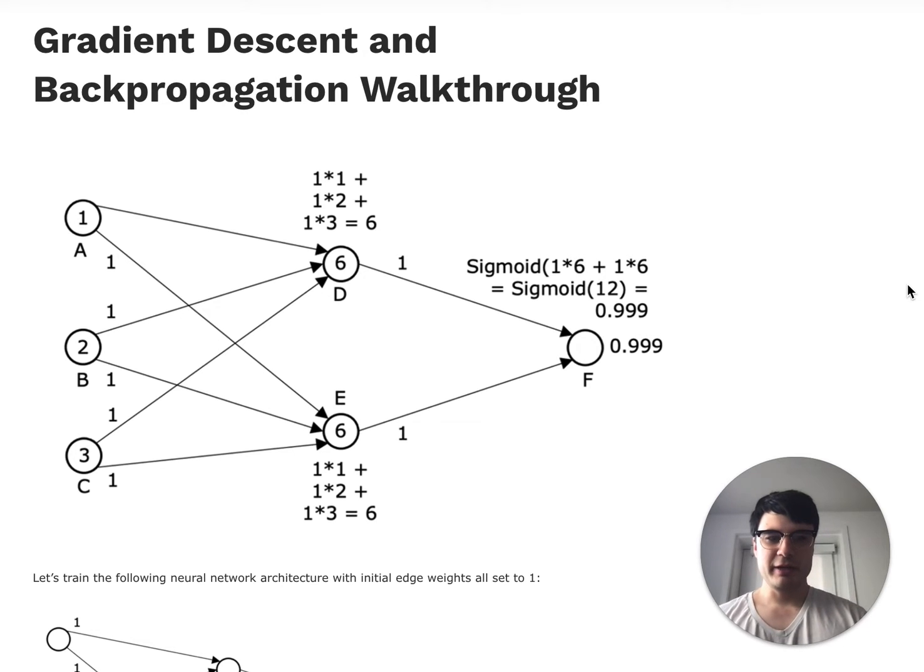In this video, we're going to gain some mathematical intuition behind how neural networks are trained given a data set. We're going to walk through the blog post on MLPro.io titled Gradient Descent and Backpropagation Walkthrough. So we're going to train a neural network like this with 3 inputs and 1 output. This is just showing the process of making a prediction with that input, which we covered in the previous video.